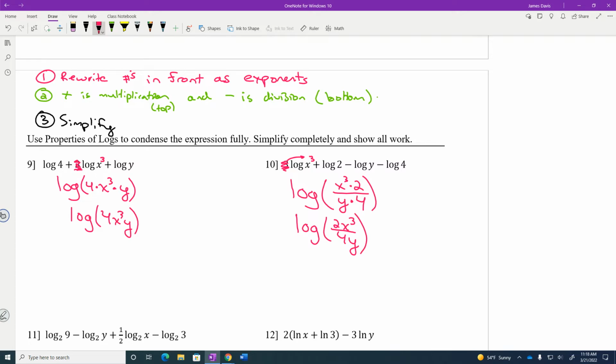Now this one can simplify a little bit. This last one, there's nothing else to do. This one we could simplify. What could we do to make this a little simpler?